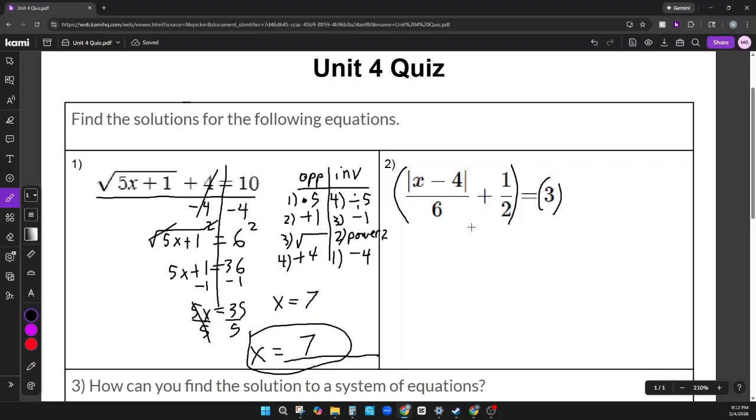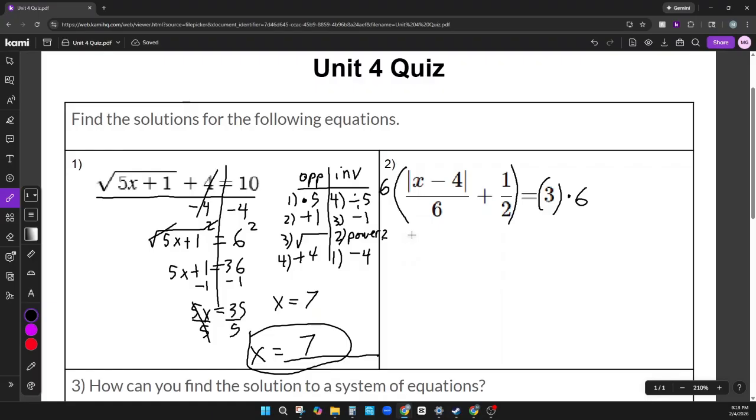Now, fractions are the same thing as saying division. This problem is saying absolute value of x minus 4 divided by 6, plus 1 divided by 2. So because fractions mean division, in order to cancel them, we need to multiply. And we need to find the right number to multiply by. In this case, I'm going to multiply by 6, because 6 cancels with 6 and 6 cancels with 2. So it's going to cancel out all my denominators. But of course, what I do to one side, I must do to the other.